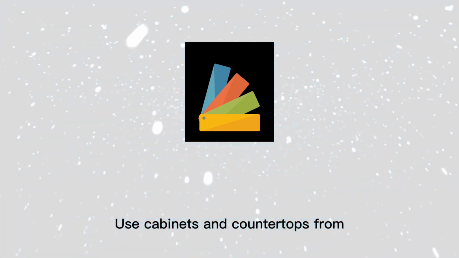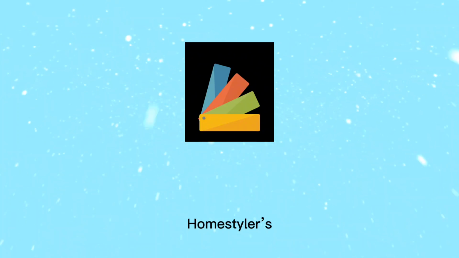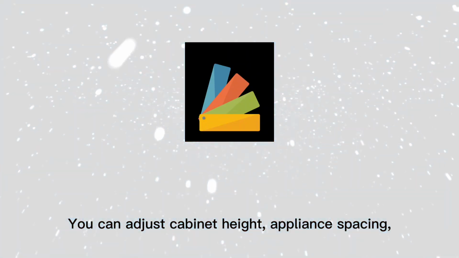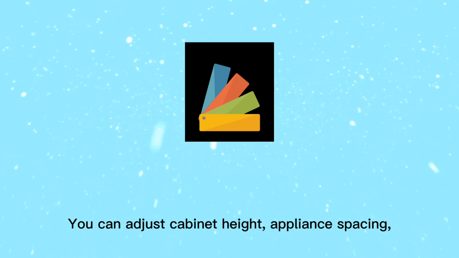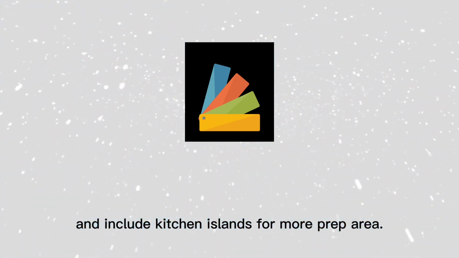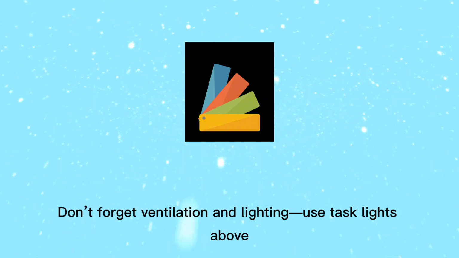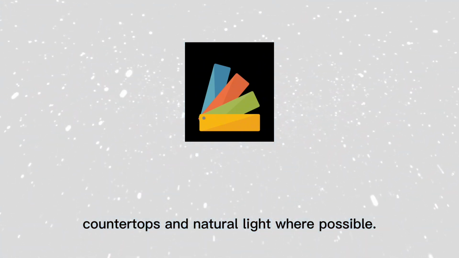Use cabinets and countertops from Homestyler's library to test storage and surface placement. You can adjust cabinet height, appliance spacing, and include kitchen islands for more prep area. Don't forget ventilation and lighting. Use task lights above countertops and natural light where possible.